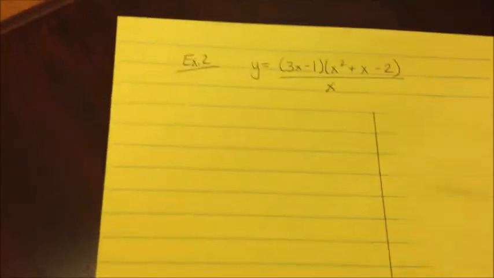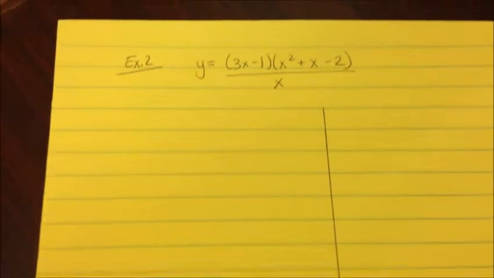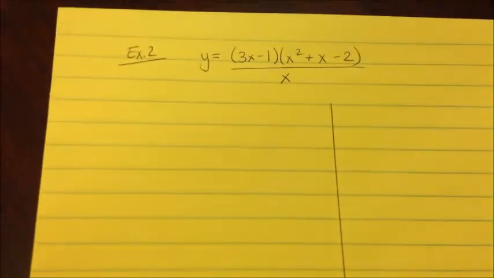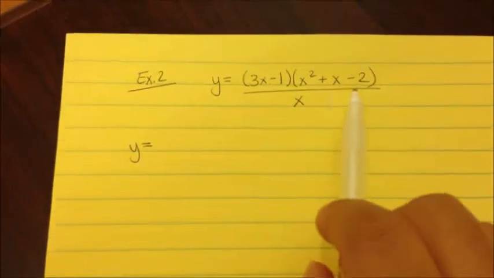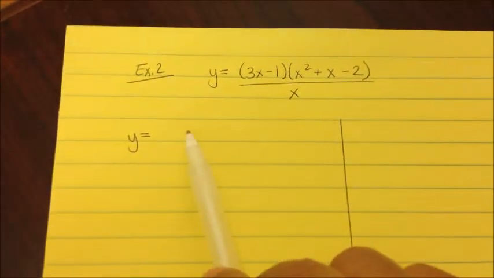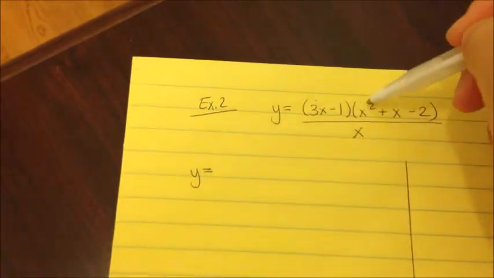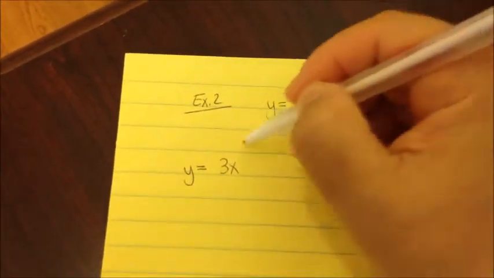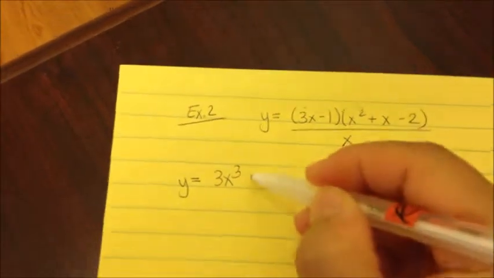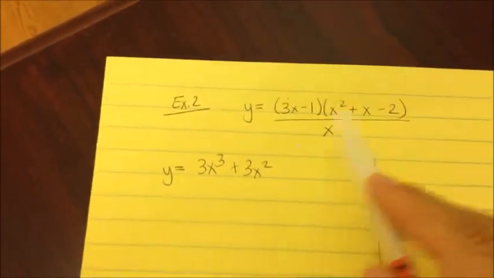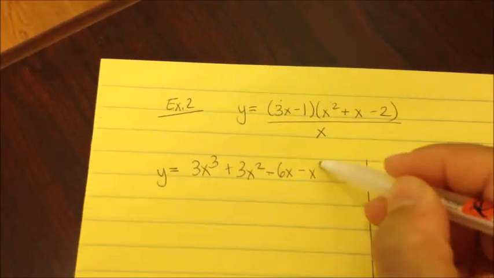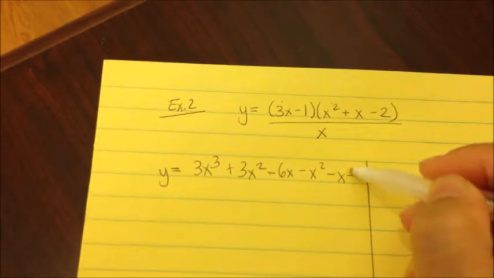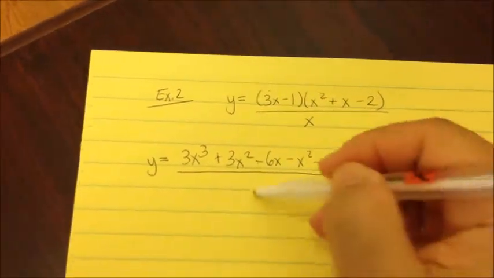All right, another example I'm going to try is example number 2, a division problem. Same thing with the division problem, we're going to do it in two different formats. In the first part, I'm going to simplify this, similar to what I just did on example 1. I'm going to distribute the numerator and leave the denominator, and then we're going to take the derivative. So 3x times x squared gives me 3x cubed. And then 3x times x gives me 3x squared. 3x times negative 2 gives me negative 6x. Negative 1 times x squared is negative x squared. Then we have negative x plus 2. And that's just the numerator part of this.